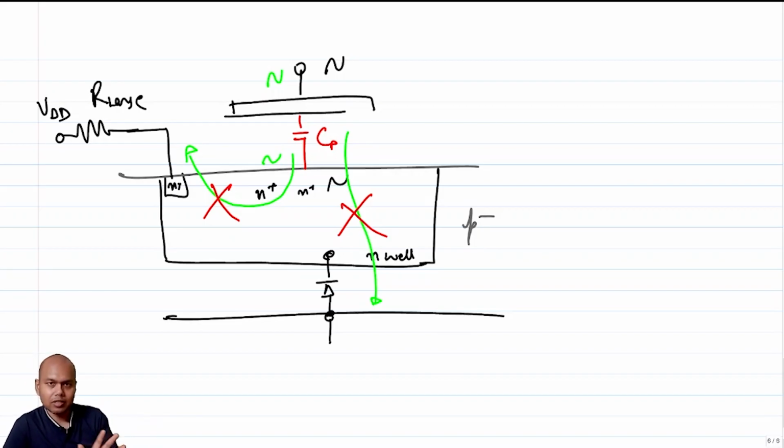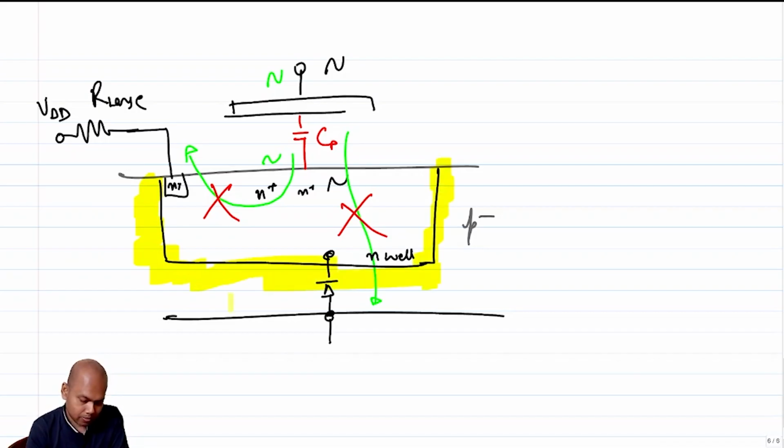And this works. This works to a large extent, but it stops working beyond a certain frequency, and the reason is this. This is a well, right? And this is a reverse bias well. So you have a depletion region here. So when you have a depletion region, you have a depletion capacitance. So you have C depth to ground.